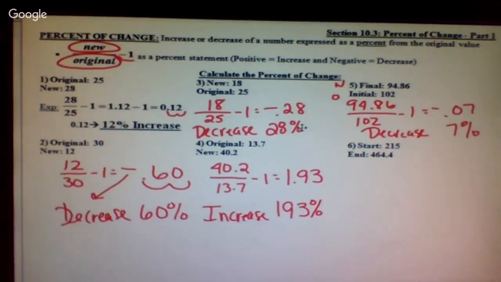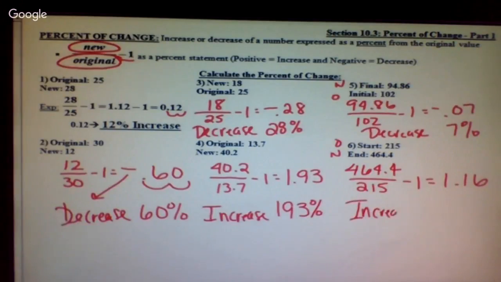It's a small gap in the numbers. The last one, start is 215, end is 464.4. Good. And end is your new. Right. So, have we increased or decreased? Increased. So 464.4 divided by 215 minus 1. So it's positive, so that tells me increase. 116%. It's going to be hard.